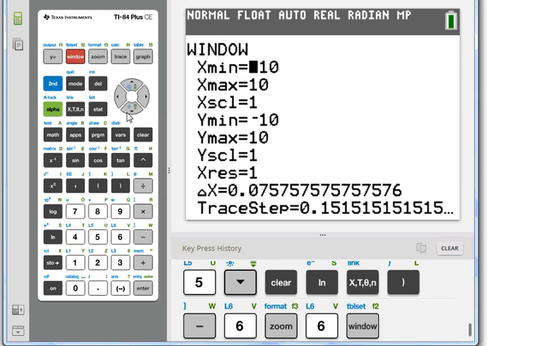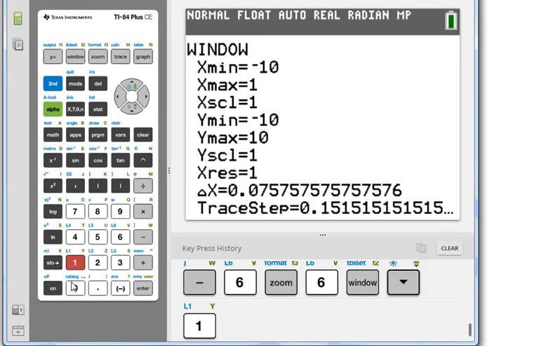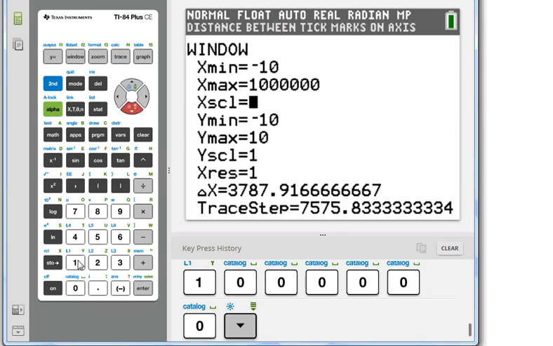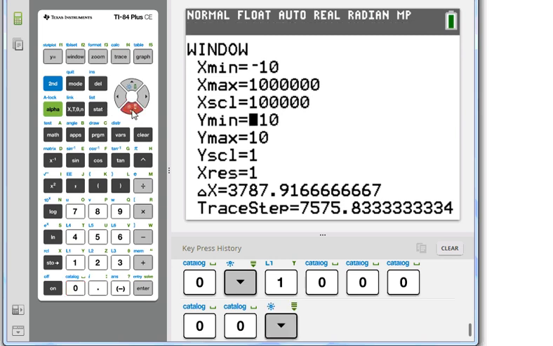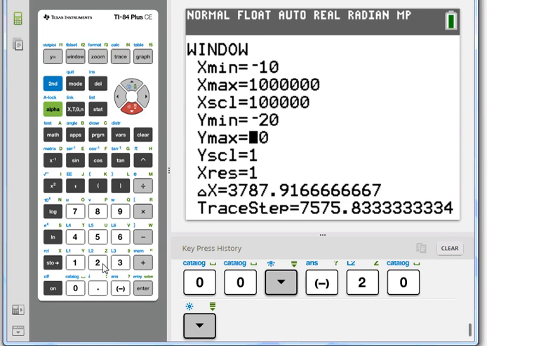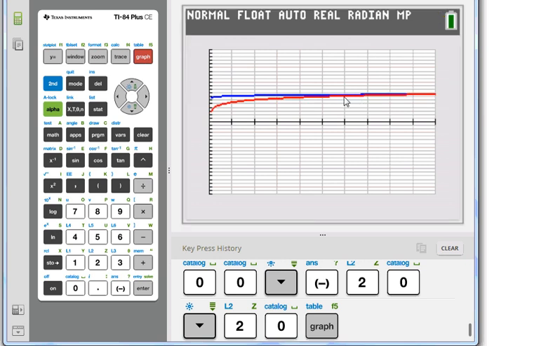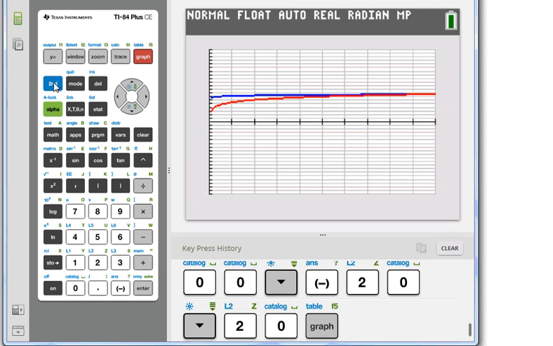For the window, I'm going to put x max value of 1 million. And I'll put our x scale as 100,000. And then y minimum, y max, I'm not sure exactly where these are located. I'm going to go from negative 20 to 20, hoping that we get our intersection value there. Graph. Yeah, we're going to see our intersection point right there. So we could have got it tighter on the y value, but let's go ahead and find the intersection point second.